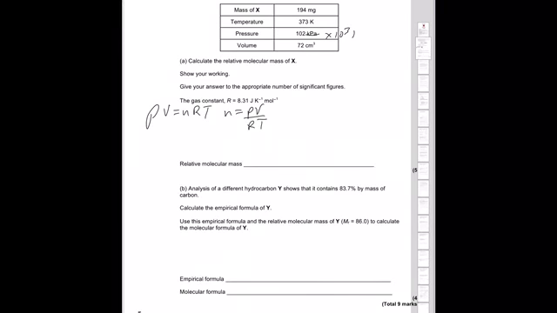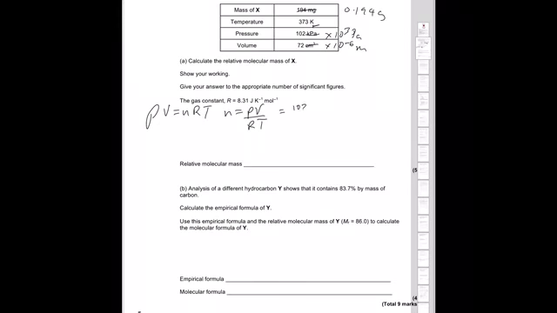Okay, just making the change here to the units. So volume, we go from centimeters cubed to meters cubed. Well, that should be meters cubed. And grams. Okay, so we can put the numbers in.